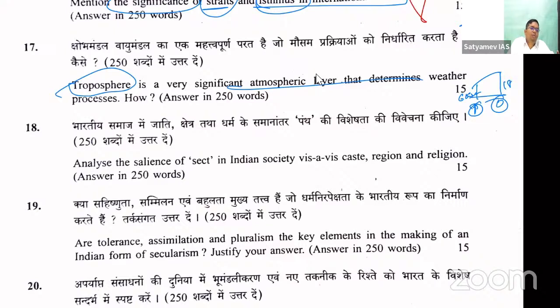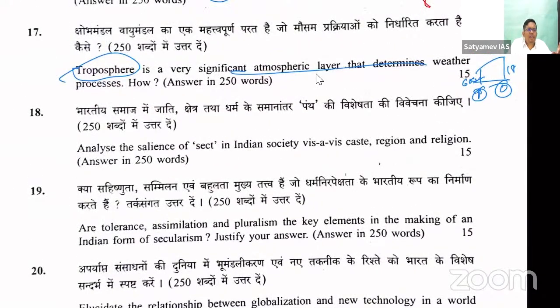So how? Because of the constituents of the troposphere, because of its characteristics, the troposphere has a typical lapse rate. As you go up, the temperature will fall, but a reversal in lapse rate because of certain phenomena will also alter the weather pattern in that region. Are you understanding my point?